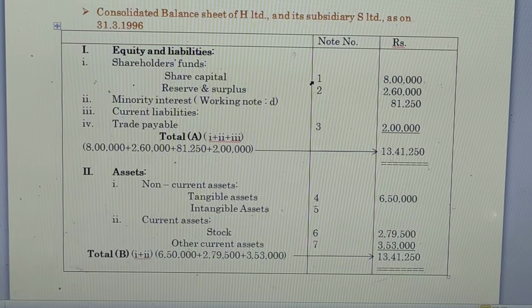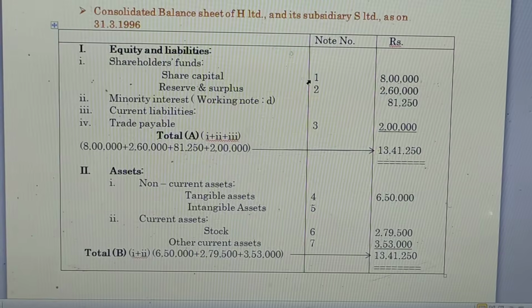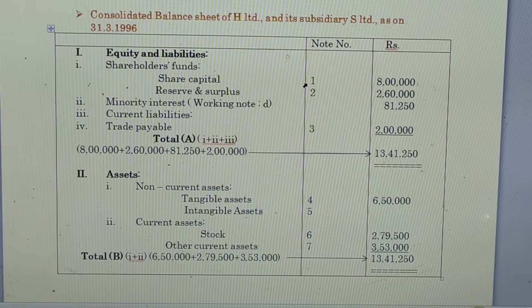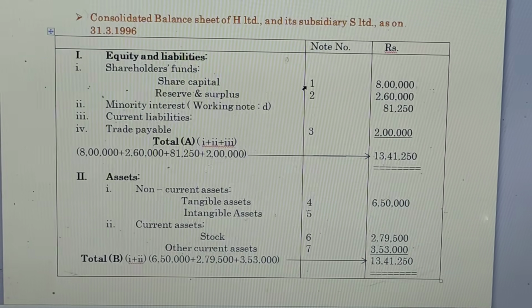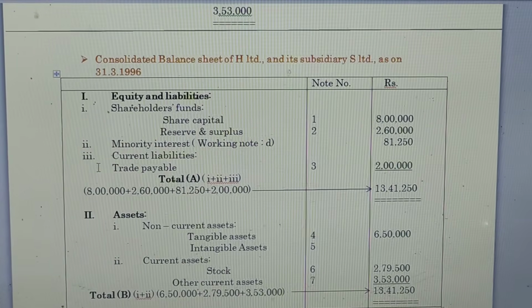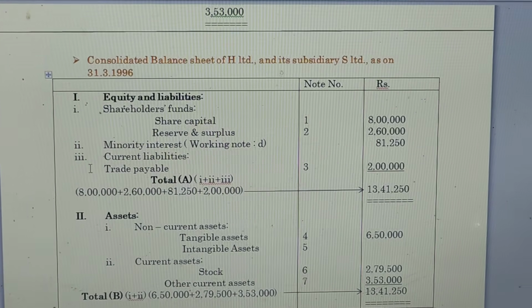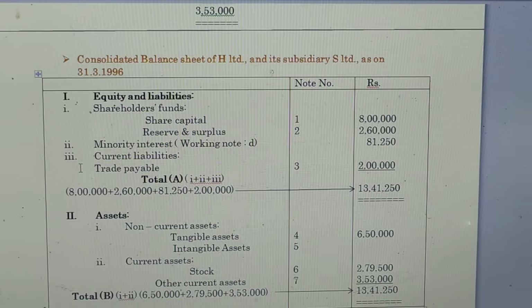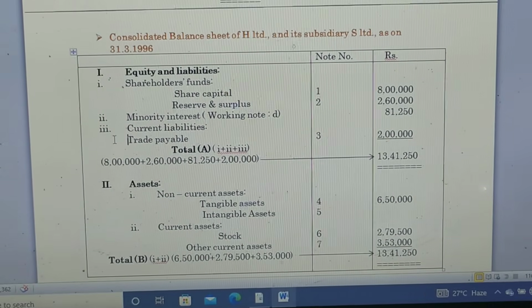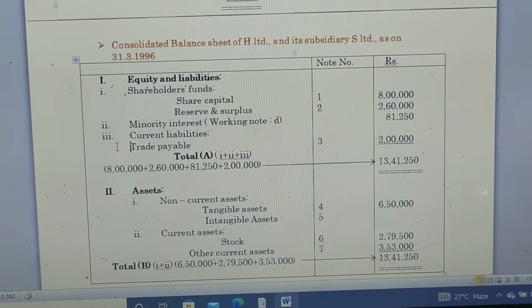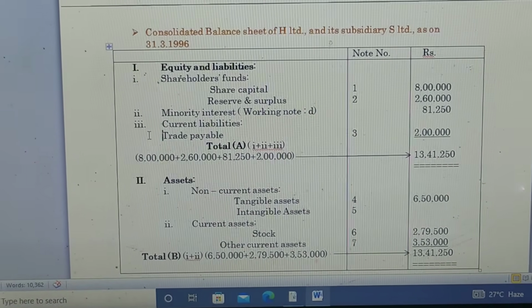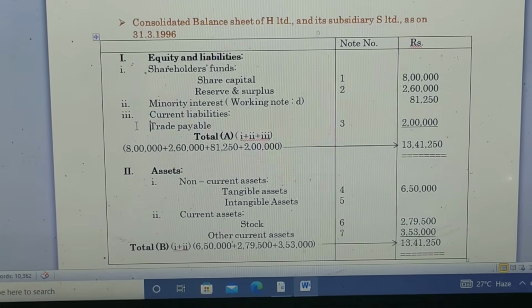Then current liabilities. Under the current liabilities, we have to mention trade payable, that is note number 3 heading. Number 3 will be mentioned in the note number column. The note number 3 total is 2 lakhs, which we mention in the rupees column. The total equity and liabilities are 13,41,250. It means 8 lakhs plus 2,60,000 plus 81,250 plus 2 lakhs.